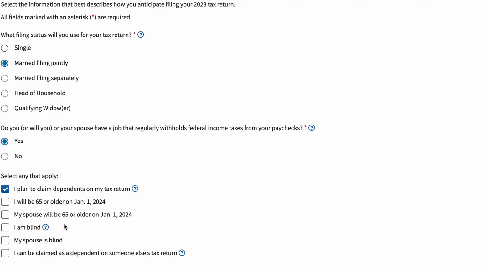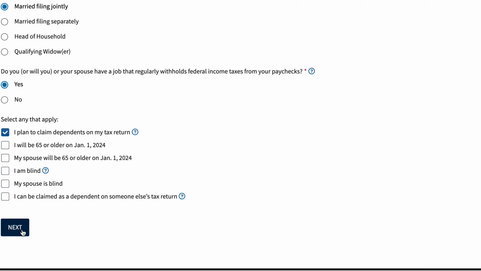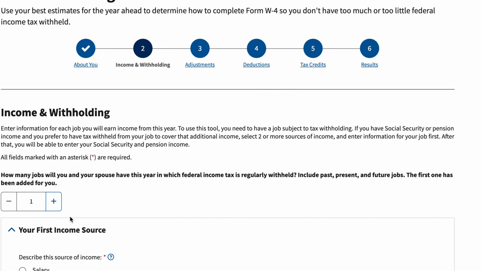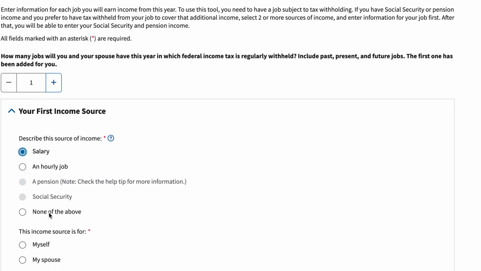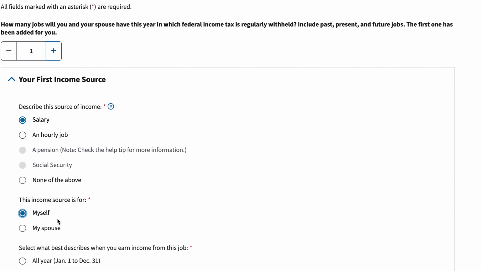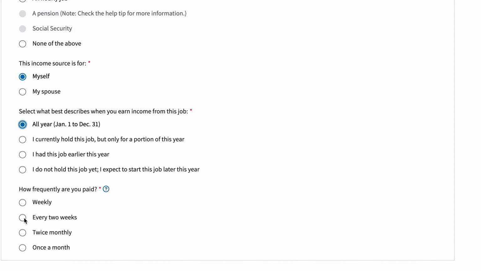This all impacts some of the calculations because they in turn can impact your deductions or certain tax credits. So we're going to hit the next button. Now, first source of income. We'll just say that John Doe has a salaried job. It's for himself. He's had the job all year. He gets paid every 2 weeks versus twice monthly.